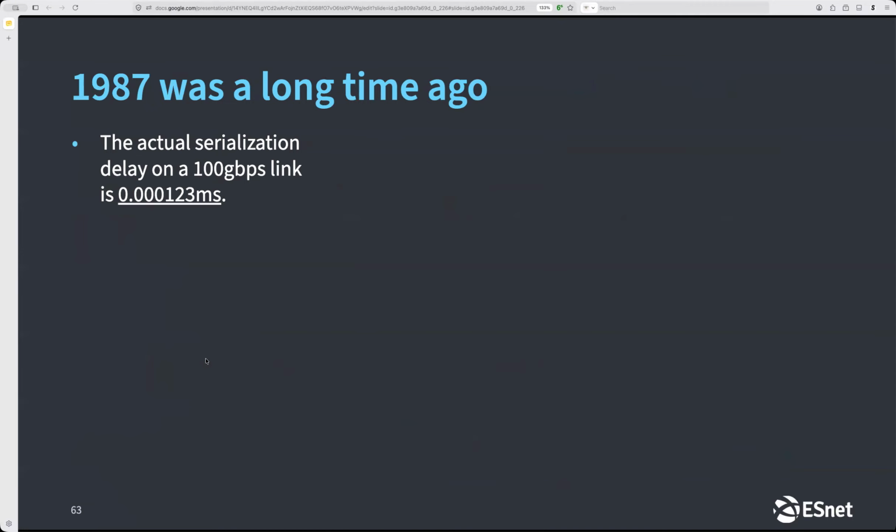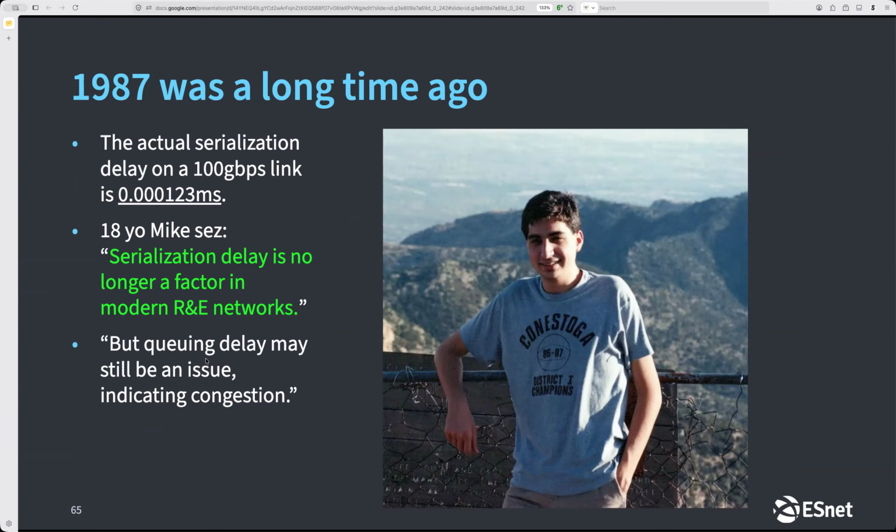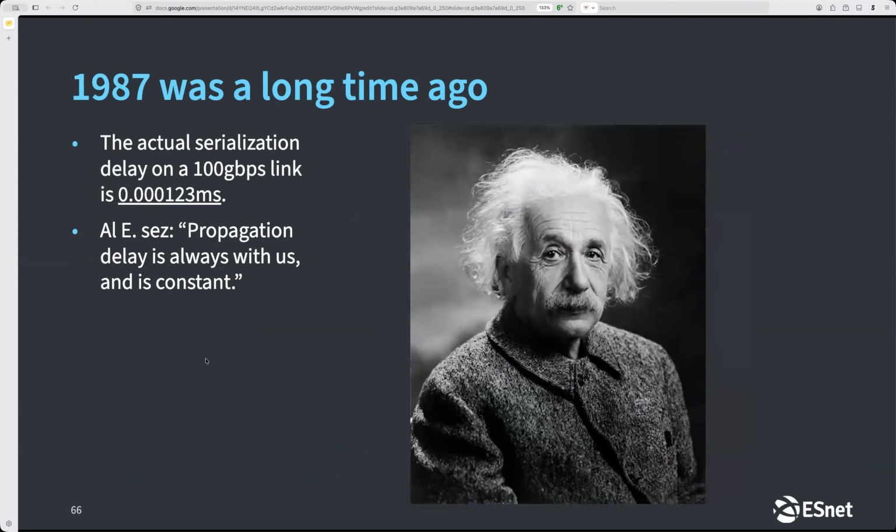So in terms of serialization delay, actual serialization delay on a 100 gig link is like a tenth of a microsecond, which means that 18-year-old Mike is going to tell you serialization delay is no longer a factor in modern R&E networks. Queuing delay may still be an issue, which would indicate congestion, potentially. That can indicate something else. And of course, this guy will tell you propagation delay is always going to be the same. It's going to be constant. Speed of light through glass is always speed of light through glass.